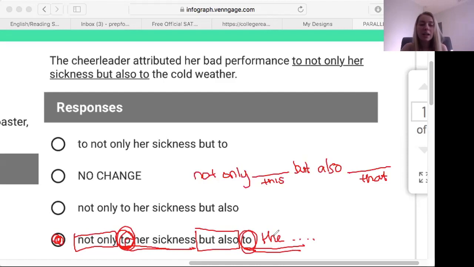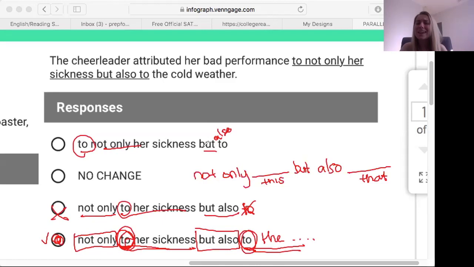Now, if you take a look at any of the others, notice how they would not work, simply because this is not only to her sickness, but also we don't have the "to" here. So that one's out. This one, we say "to not only her sickness, but also," well, we don't have the "also." So that's a big red flag.